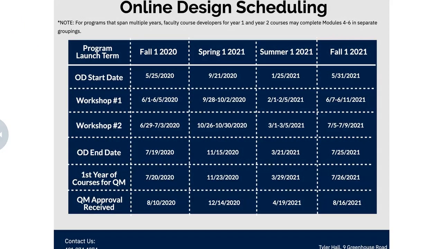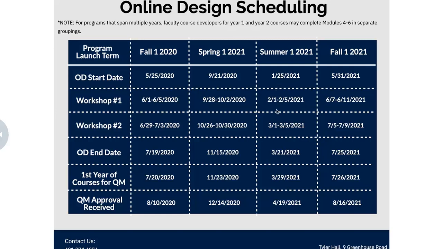So looking at the schedule, as I mentioned, online design runs 3 times a year: fall 1, spring 1, summer 1, depending on the launch term for your program. And all courses must follow the same timeline based on the launch term of the program, not the launch term of the course. So if your program is launching fall 1, 2020, all developers will be starting online design on May 25th of 2020. If it's summer 1, 2021 that your program launches, all faculty developers must begin online design on January 25th of 2021.